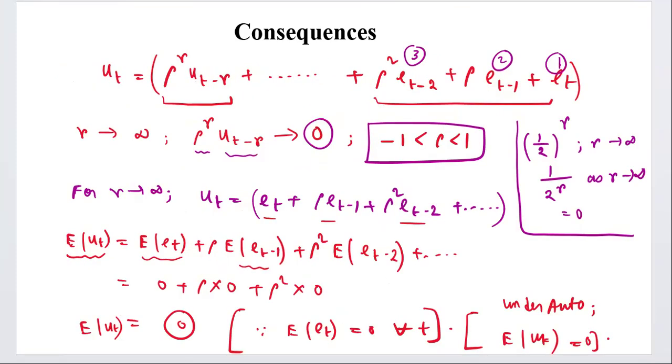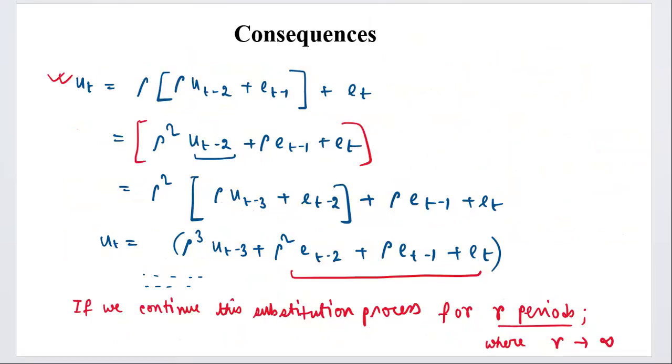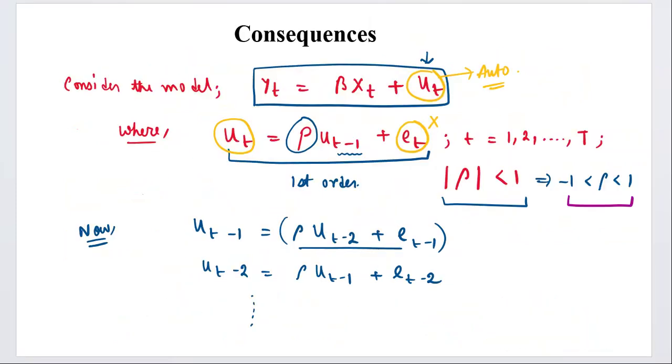Now, where have we introduced this rho term? Let me go back. See, if this rho is 0 here, this is the relationship. This is where we introduce this rho. So if this rho is 0, what will happen? u_t will be simply equal to e_t, right? This entire thing would have been 0 if rho is 0. So this autocorrelation term will not be introduced in the model if rho is 0. So rho is simply the parameter which introduces autocorrelation in our model, right?